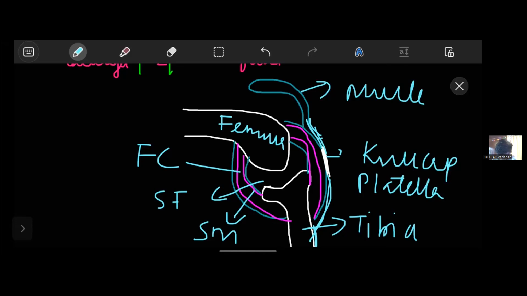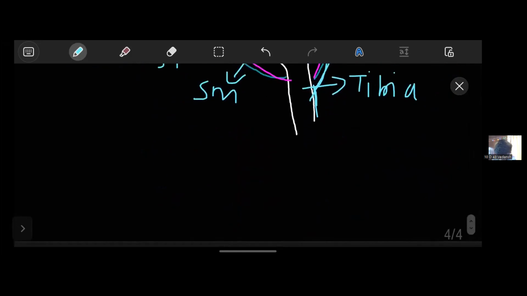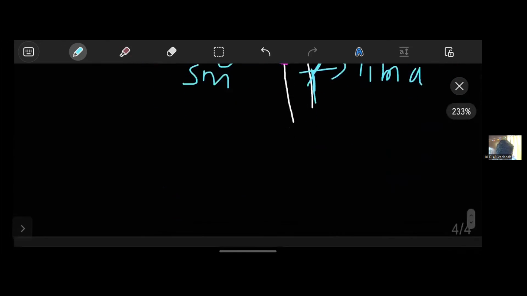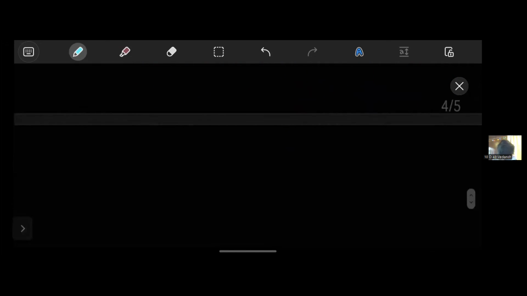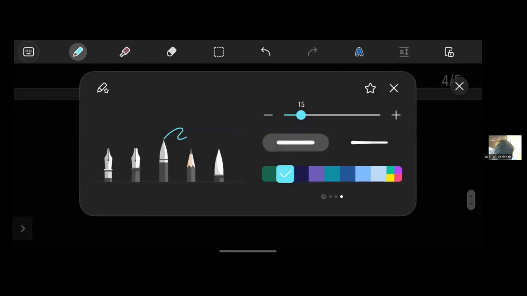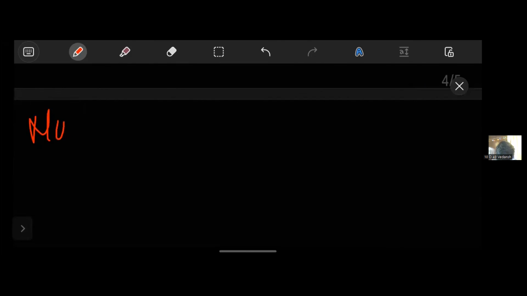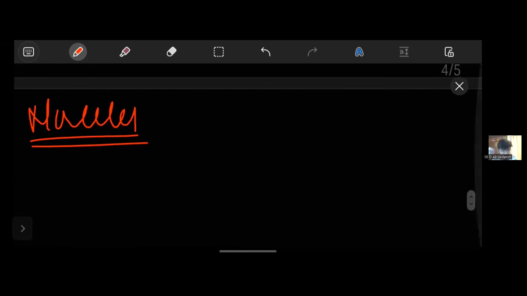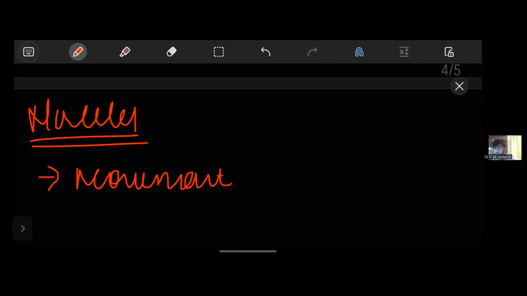Now, we are done with bones. Let us move to muscles. Muscles basically provide movement. They cover the skeletal framework.